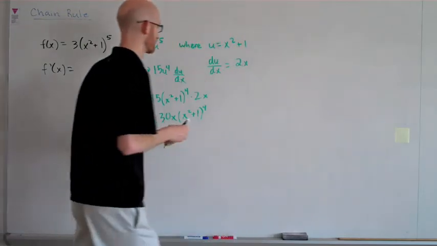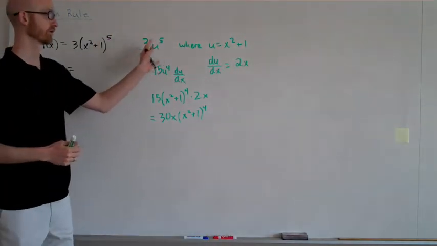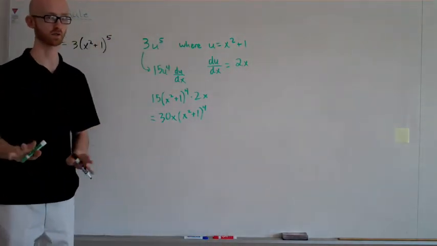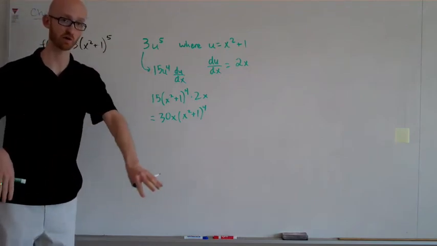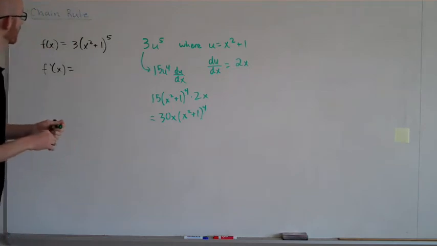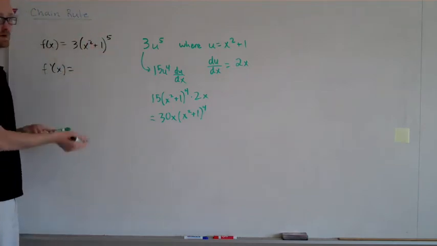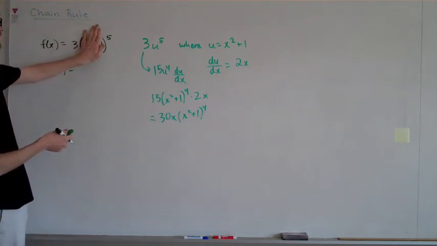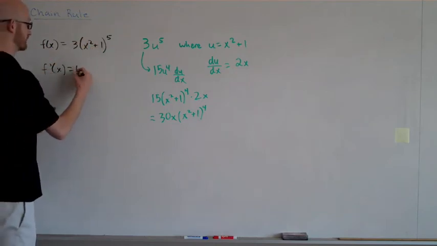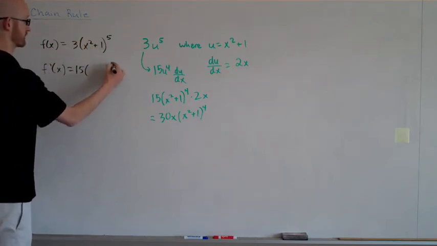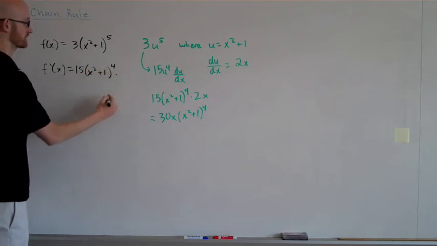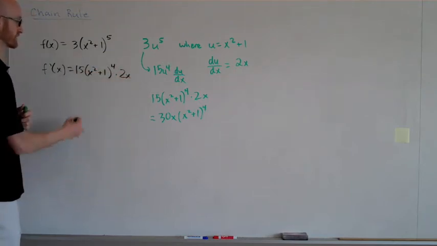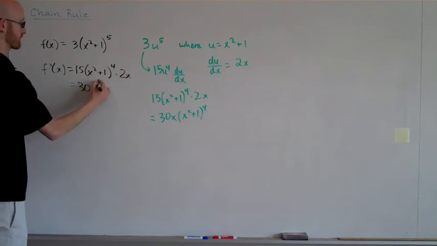Now I know, you might think to yourself, again, this is a little bit too much detail here, but what I'm trying to do is really lay a solid foundation of notation. Now, if we do the same process very quickly, 3 stuff to the 5th. That must be 15 stuff to the 4th times the derivative of the inside stuff, which is, of course, this.